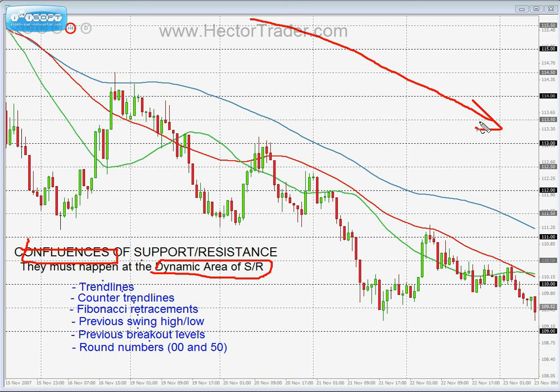Whenever these 3 elements come together, the trend, the dynamic area, and a confluence of elements within that dynamic area, as soon as you see a bounce off that confluence of different elements of support and resistance, you know that you are trading a high probability trade. You're stacking up odds, you're stacking up probabilities, chances in your favor, and at the end of the day, that's what trading is about.